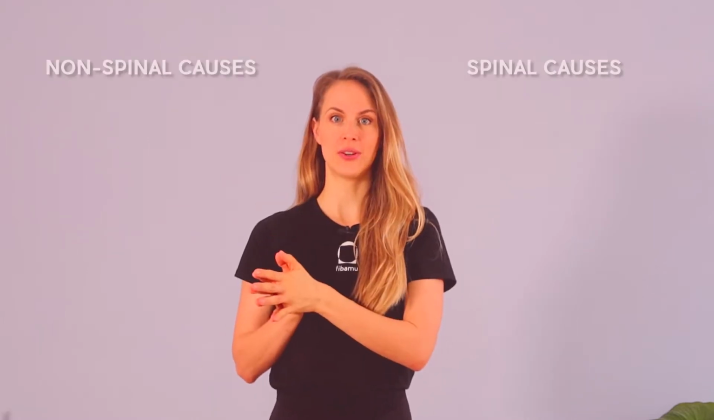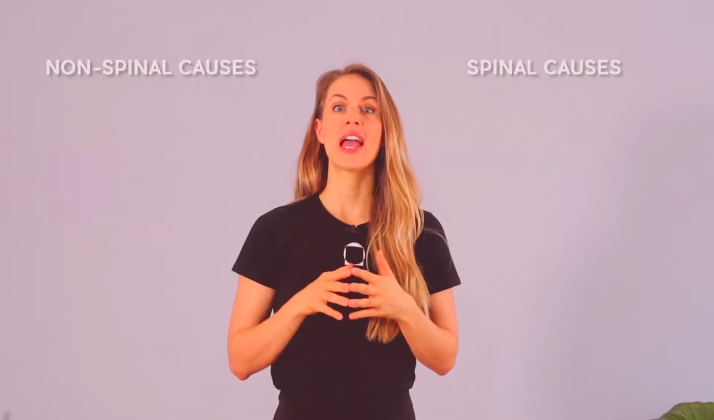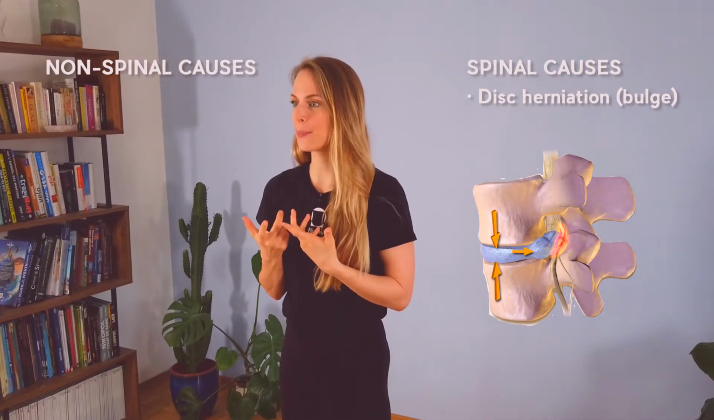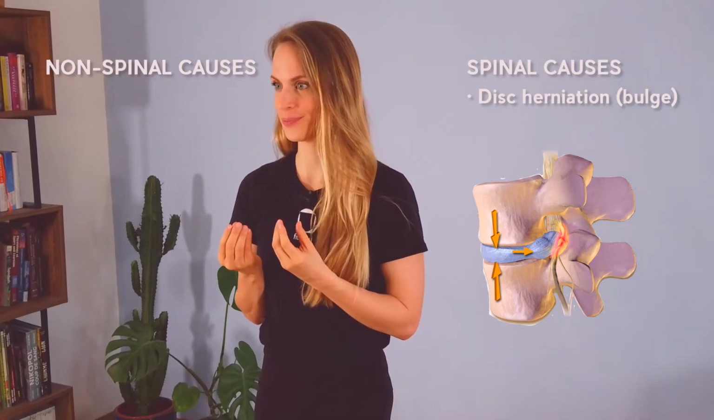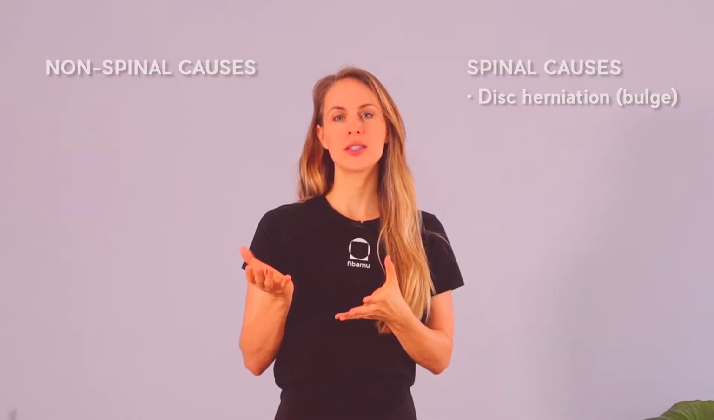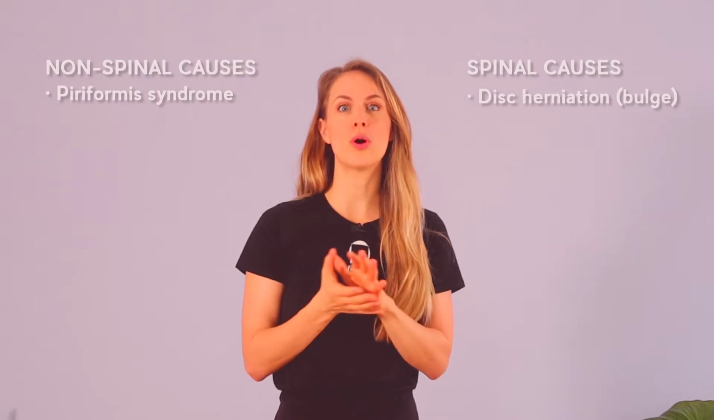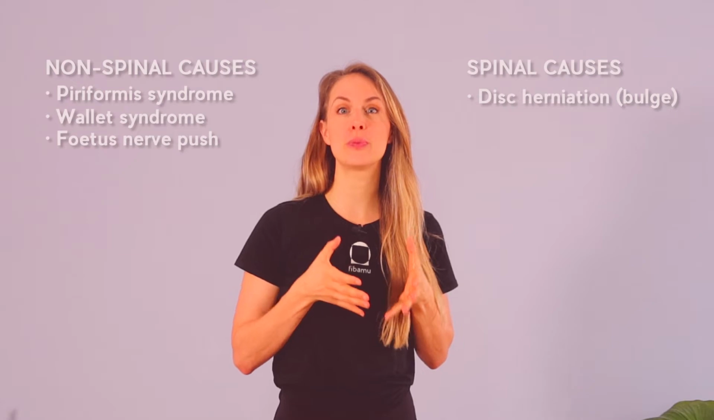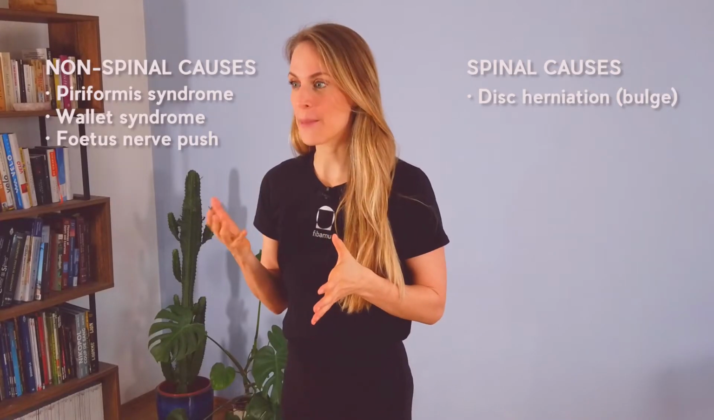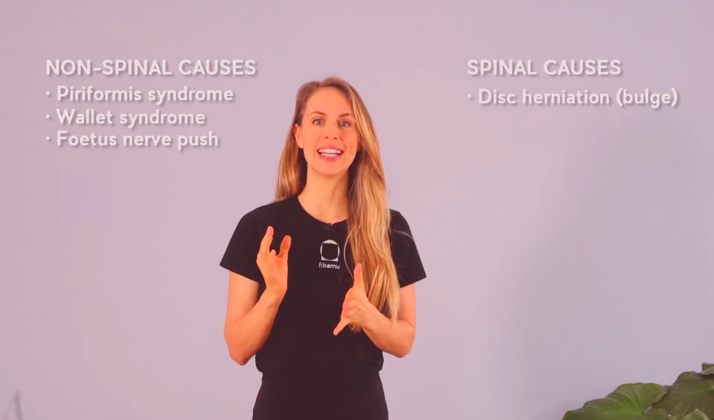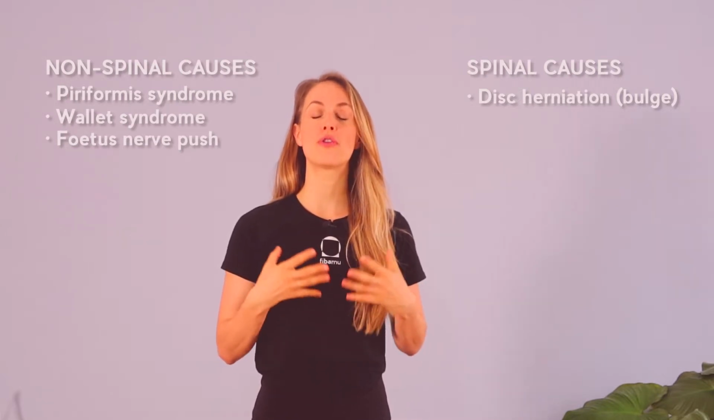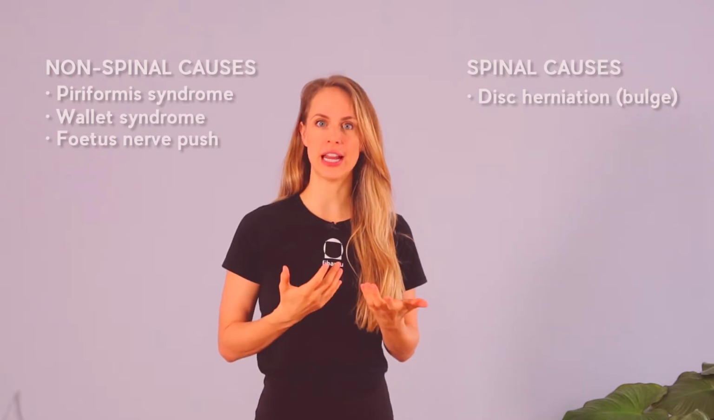Now let's have a look together at the causes. We usually differentiate between spinal causes and non-spinal causes. With spinal causes, we usually have a disc herniation or disc bulge that often leads to a lumbar nerve impingement or compression. Then we also have the non-spinal causes, which could be piriformis syndrome or wallet sciatica, or also, often during pregnancy, the fetus pushing on the sciatic nerve and sciatica might be presented. I do want to highlight here though that approximately 90% of sciatic nerve pain comes from the spinal causes, so often from a disc herniation, for example.